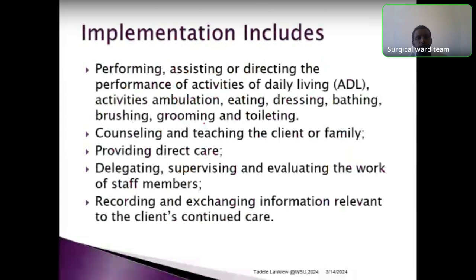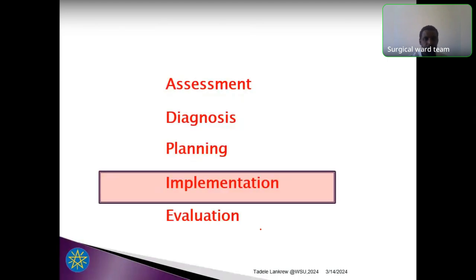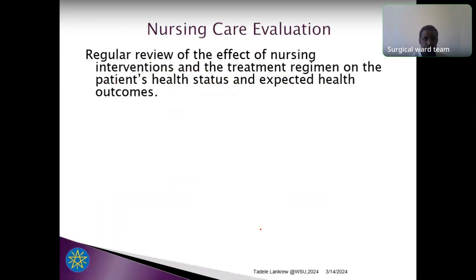Implementation includes this performance. Type of intervention: dependent intervention, collaborative or interdependent intervention. Then nursing care evaluation. Regular review of the effect of nursing intervention and the treatment regimen on the patient's health status and expected health outcomes.